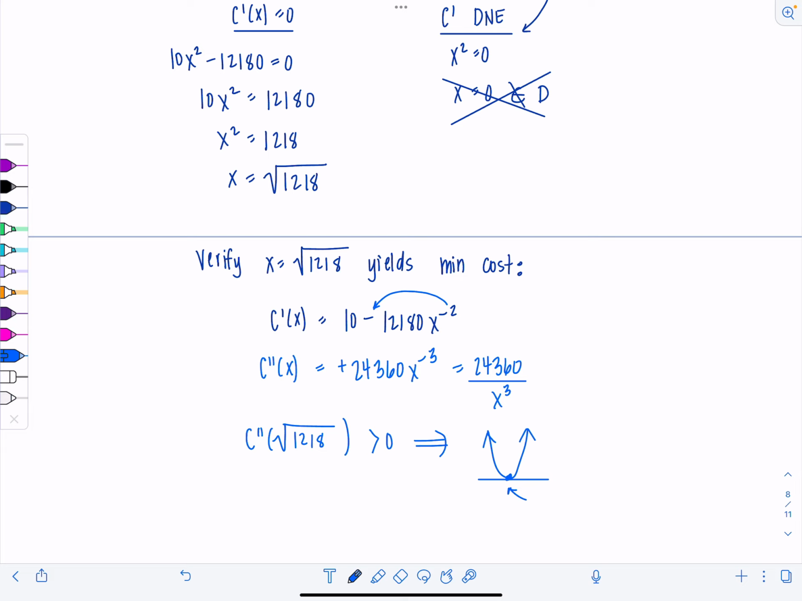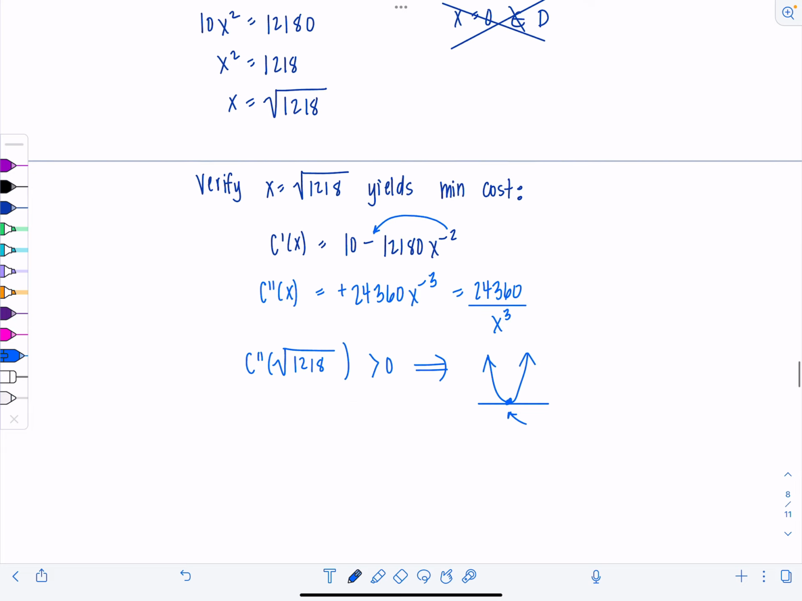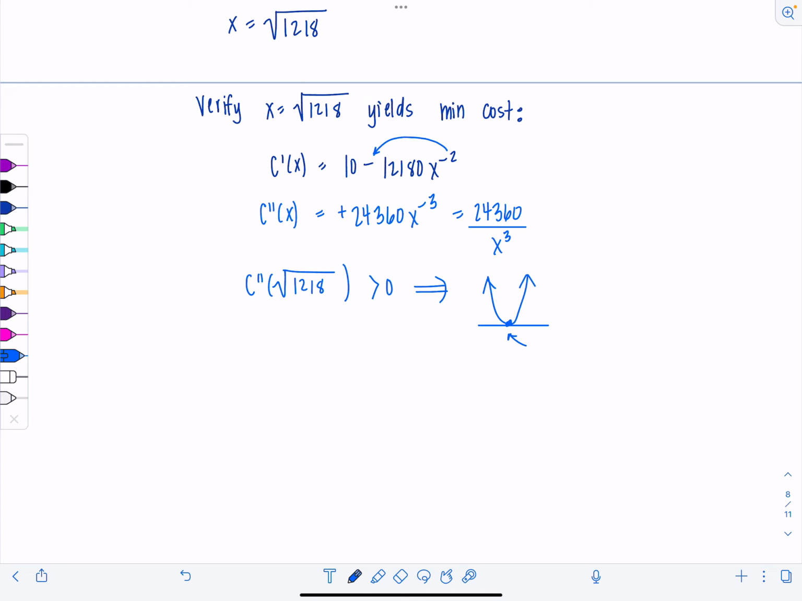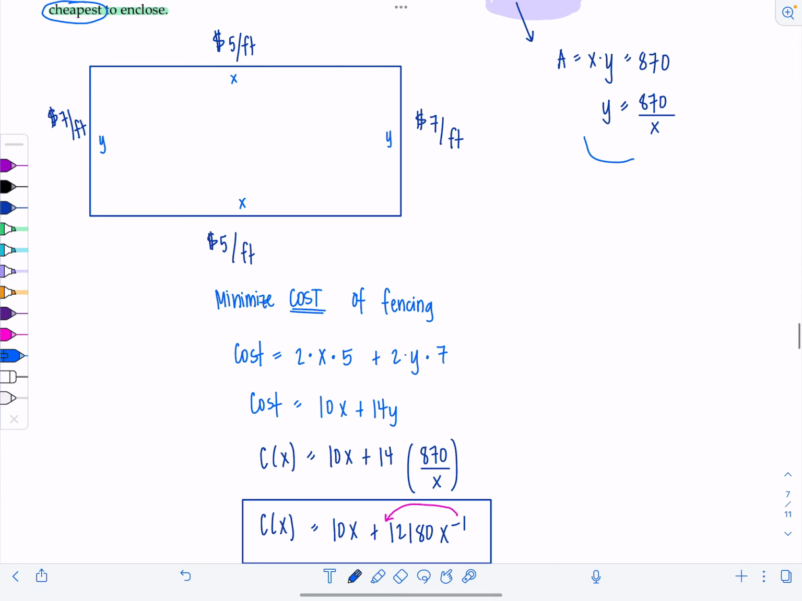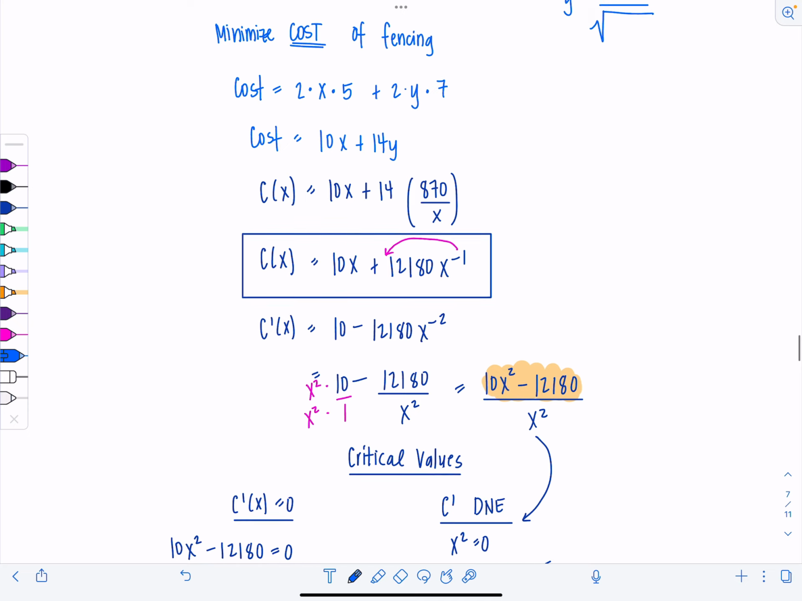Then let's make sure we answer the question. They said find the dimensions of the field that would be the cheapest to enclose. So we have x. So x equals rad 1218. And then we need to find y. And if you'll remember from earlier, y is equal to, where is it? 870 over x. So y would be 870 over rad 1218.